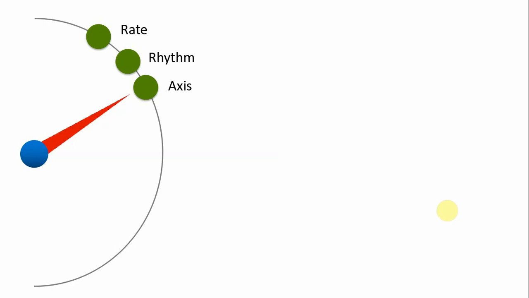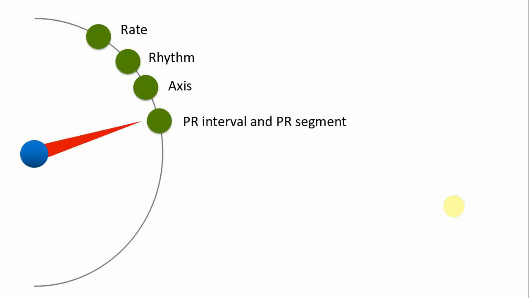Normal axis is -30 to +90. If there is left axis deviation, there is a prominent S wave in AVF. However, if there is right axis deviation, there is a prominent S wave in lead 1. If there is a prominent S wave in both lead 1 and AVF, there is northwestern axis, which usually is found in case of VT. So once you're happy with the rate, rhythm, and axis, then you look at the PR interval.